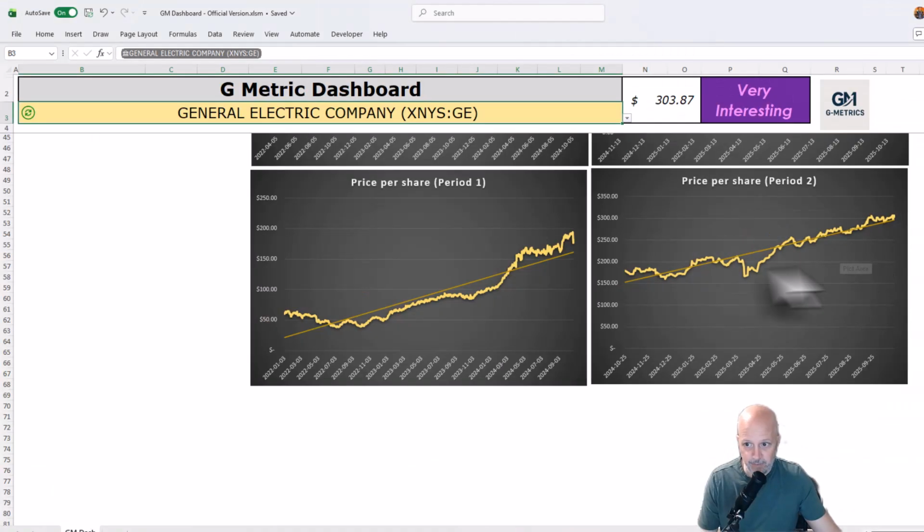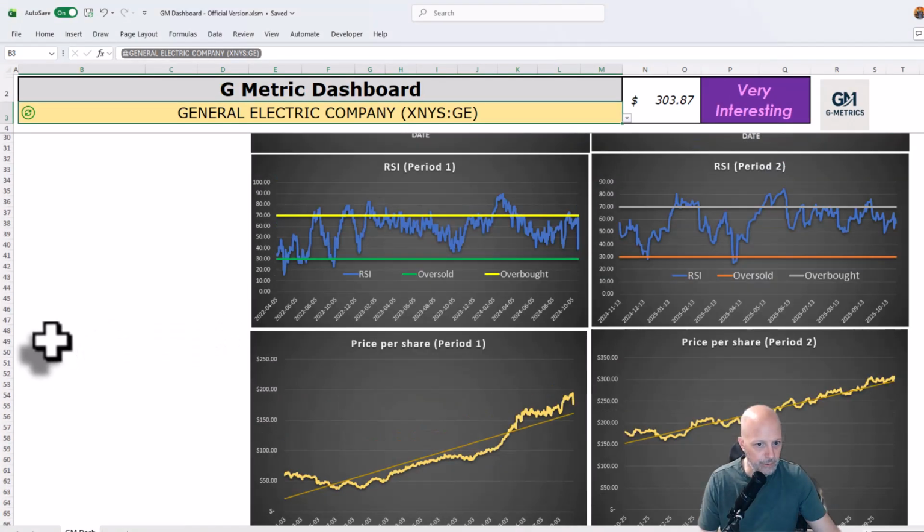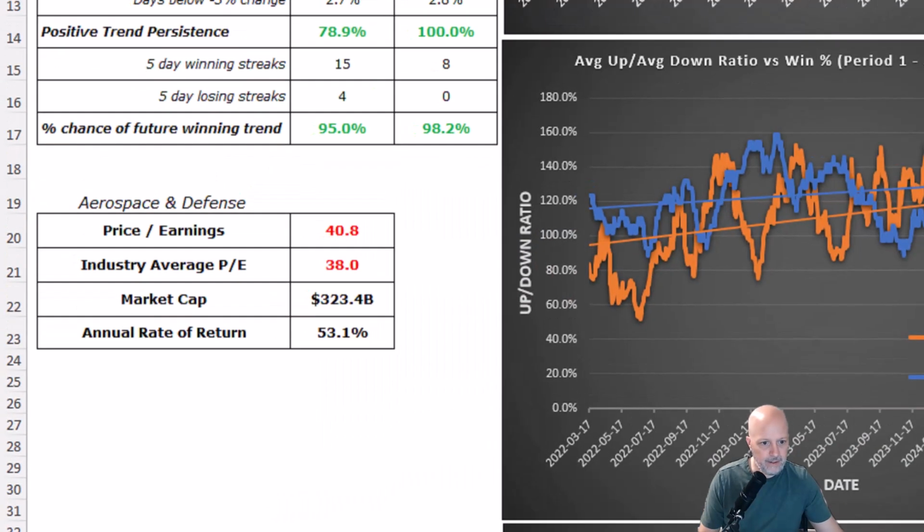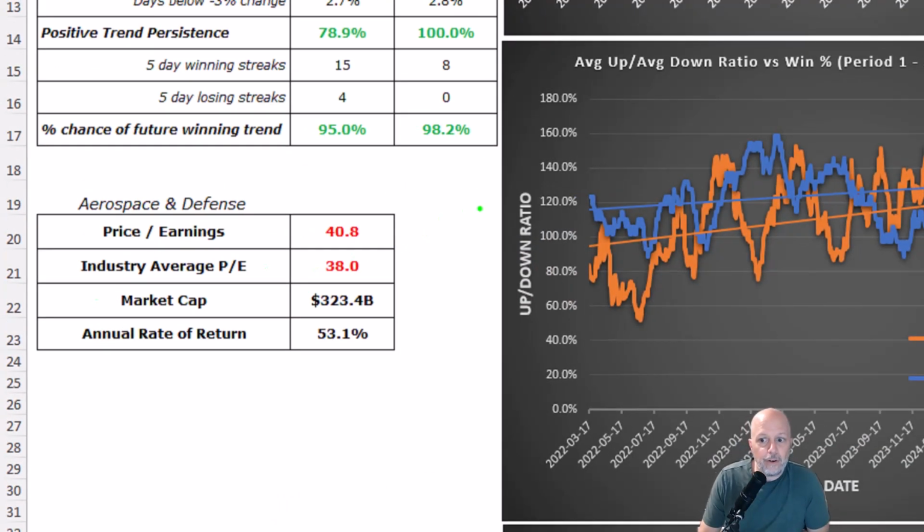So let's escape over here. There's just a couple more things to show you. I'm going to zoom in here, Control 1, and we click in here. For each stock that you pull up and look at, it's going to give you the price over earnings ratio right here. And it's also going to give you the industry average for that particular stock. So when you select GE, it's going to populate here with whatever industry it is, and it's aerospace and defense. And so that's where it pulls these price over earnings data from.